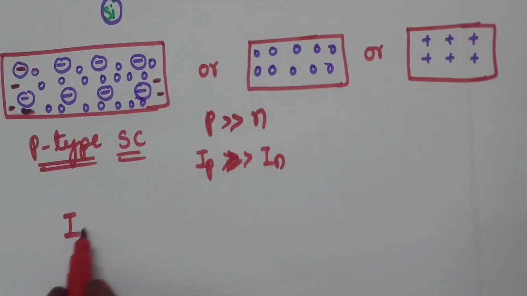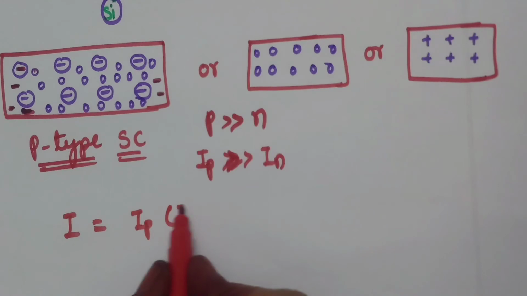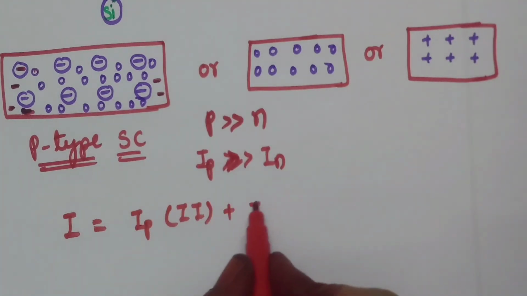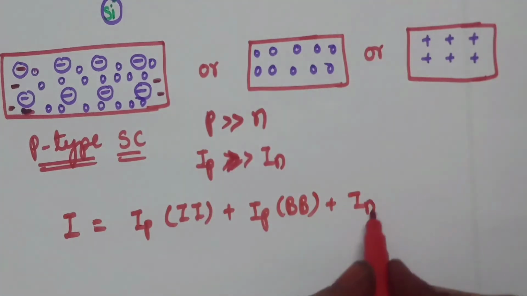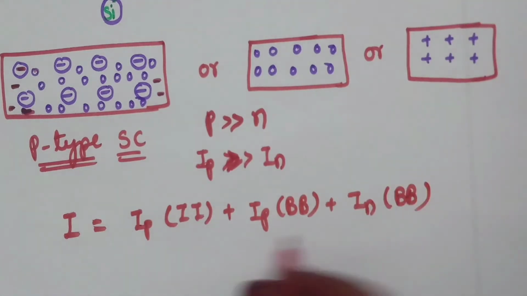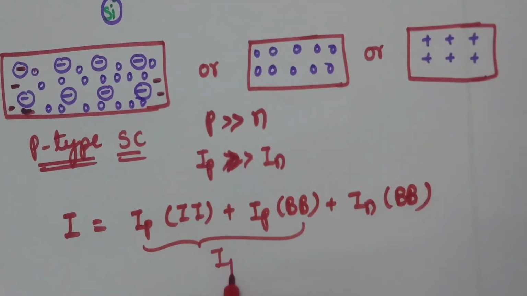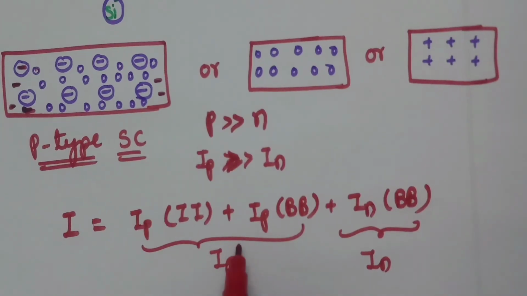So the total current I is equal to Ip of II plus Ip of BB plus In of BB. That is the current due to holes and current due to electrons. The total current is the sum of current due to holes and current due to electrons, but the current due to holes is more when compared to current due to electrons. This is due to impure ionization, and this is due to band to band transition of holes and electrons.